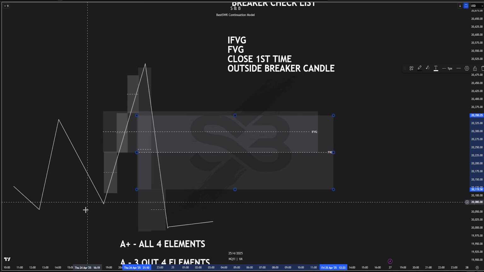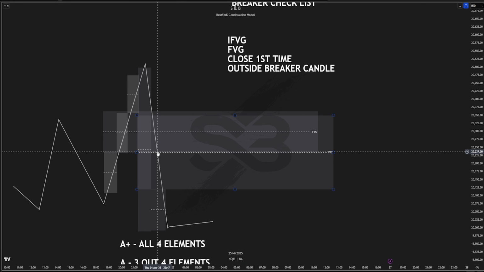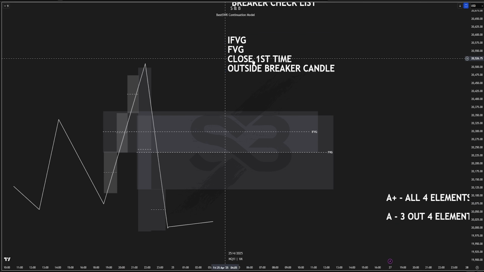We then get a close below on the first try. So here on the swing low, we close on the first time we try to do it, giving us the close on the first time we try. There's no wicking or anything like that. It just comes straight closes.